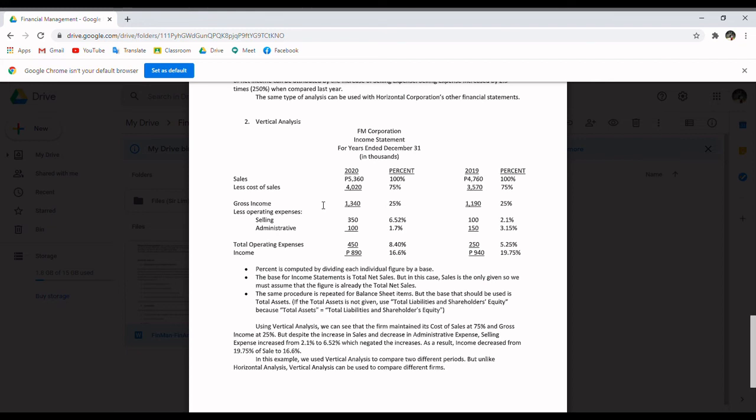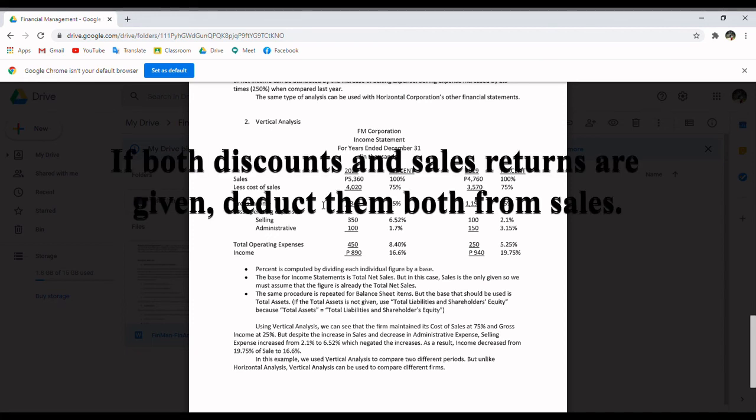For example, we sold 50,000 pesos in a given year. But from that 50,000 pesos, we gave 500 pesos as discounts to the customers. So we will need to deduct those discounts in order to get the net sales. Another example is, assuming that we sell 50,000 pesos again, but from that 50,000, customers return 10,000 of their purchases. So we have sales returns. We need to deduct the 10,000 from the 50,000. So the net sales is 40,000.